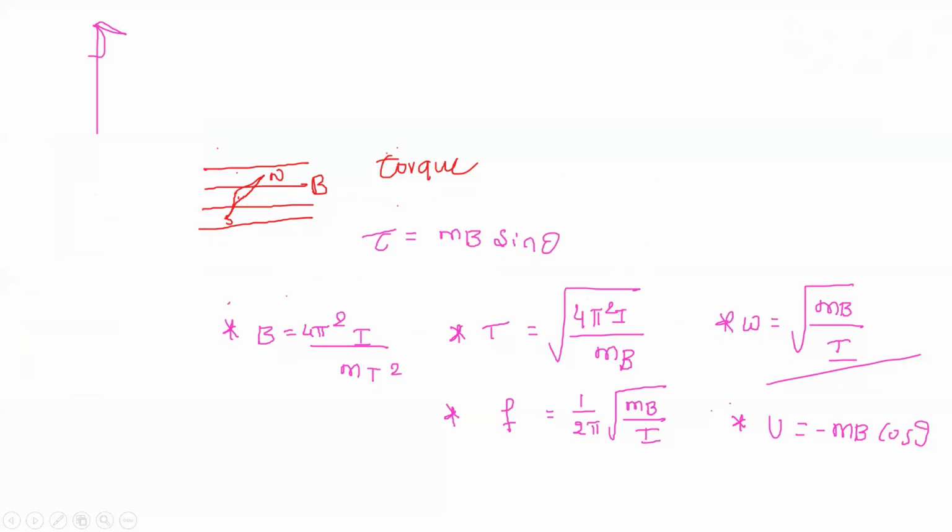So torque, magnetic field, time period, frequency, angular frequency, and the potential energy of the dipole. M is magnetic moment, okay? It is not mass, it is magnetic moment. M is magnetic moment in all the equations. So if you say mass, it will be wrong. M is the magnetic moment. If the magnetic moment term is not there, we cannot understand it as a dipole, right?